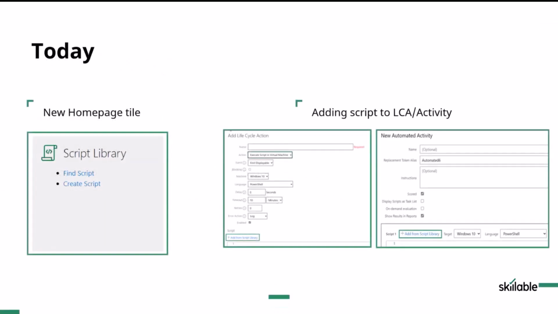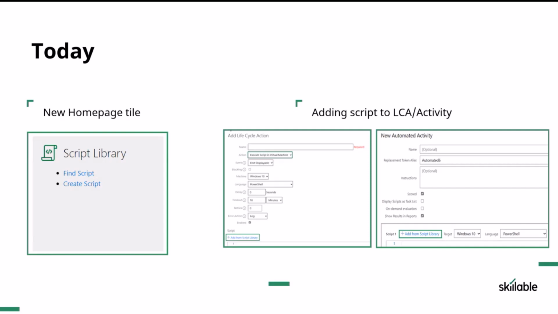So if we have a look at a couple of the UI elements here. Once this gets enabled, the first thing you'll notice is a new tile appearing on the home page. This will be labeled the script library, and it allows you to search for scripts. It also allows you to create scripts as well. Of course, if you create scripts to store in the script library, they will be stored in your organization's script library. You will not have the ability to create Skillable level public ones.